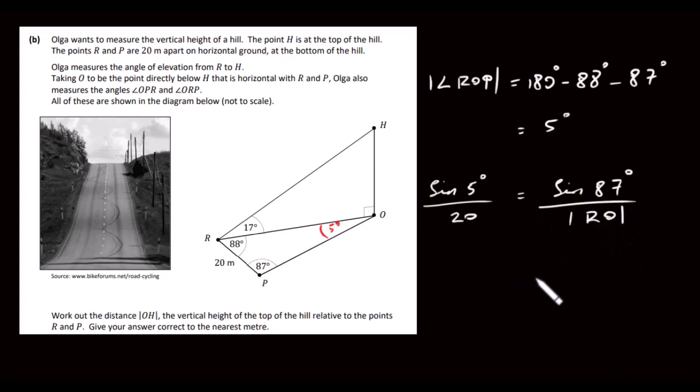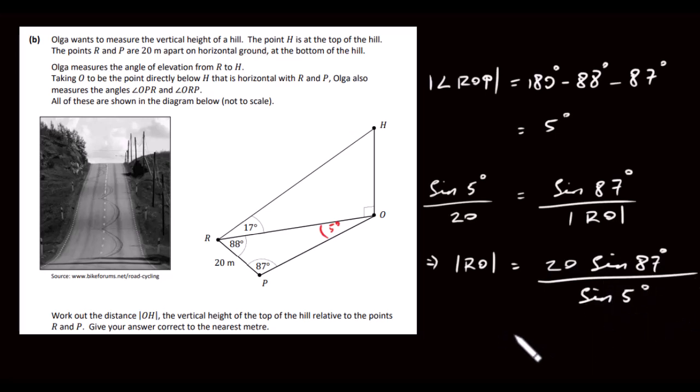So we can cross multiply here and then divide, so we get the distance from O to O is going to be equal to 20 sine 87 divided by sine of 5 degrees. And when you do that, you get the distance from O to O as 229.1597784 and so on. So we have this distance along here now. So now all we've got to do is use tan of the angle 17.